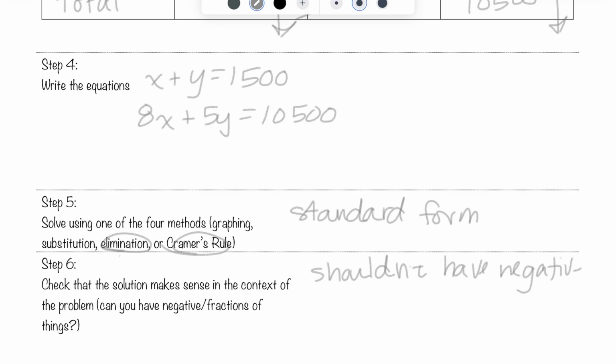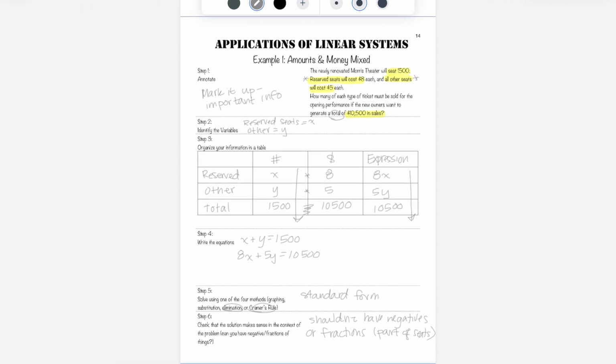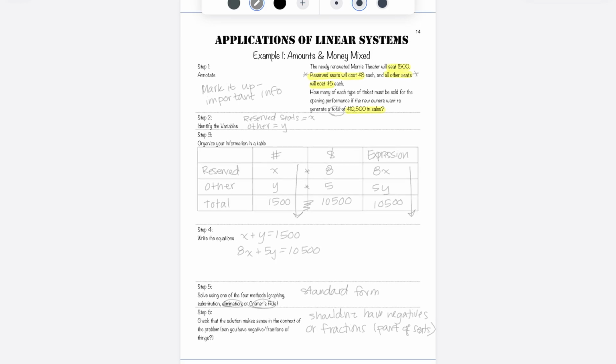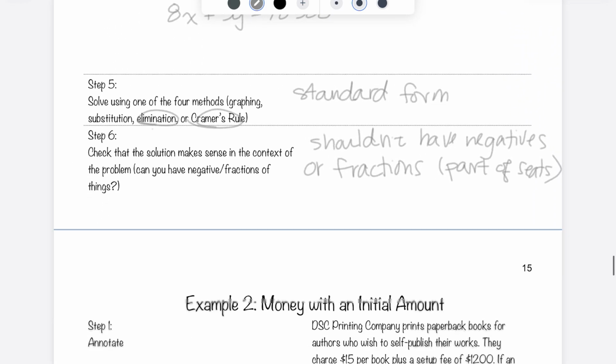Because we can't have negative seats or negative money. We also shouldn't have fractions because fractions would be parts of seats, and we can't have that here. So that would be how we set up when we've got amounts and money mixed.